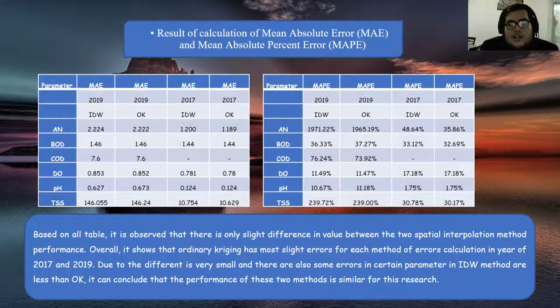Overall it shows that ordinary kriging has slightly smaller errors for each method of error calculation in the years 2017 and 2019. Due to the difference being very small, and there also being some parameters where the errors in IDW are less than ordinary kriging, we can conclude that the performance of these two methods is similar for this research. Therefore, due to the errors that occur in ordinary kriging and its limitations, we can say that for this research, the IDW method, or inverse distance weight method, is more suitable.